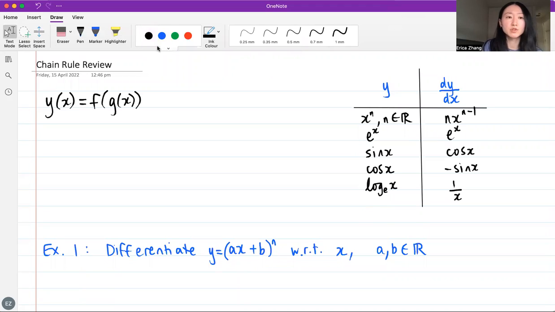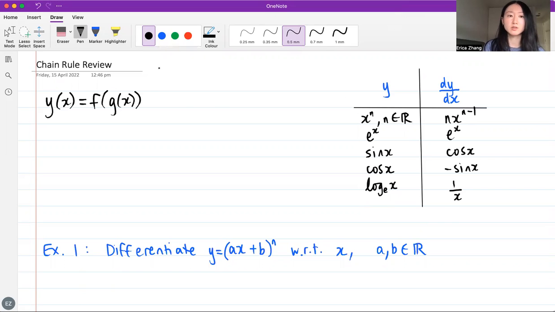Hi everyone, I'm doing a review of the chain rule and we'll go through some examples shortly. So the functions on the right and the associated derivatives we will be using in our examples. I will take that as assumed knowledge.